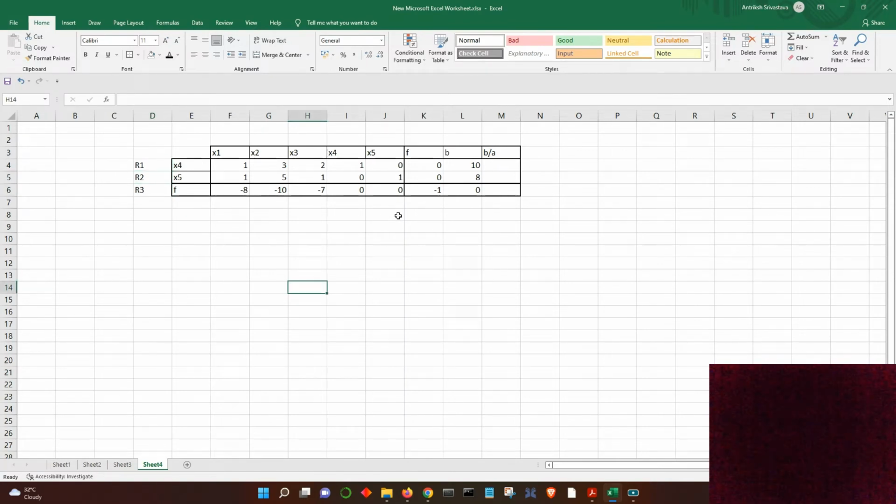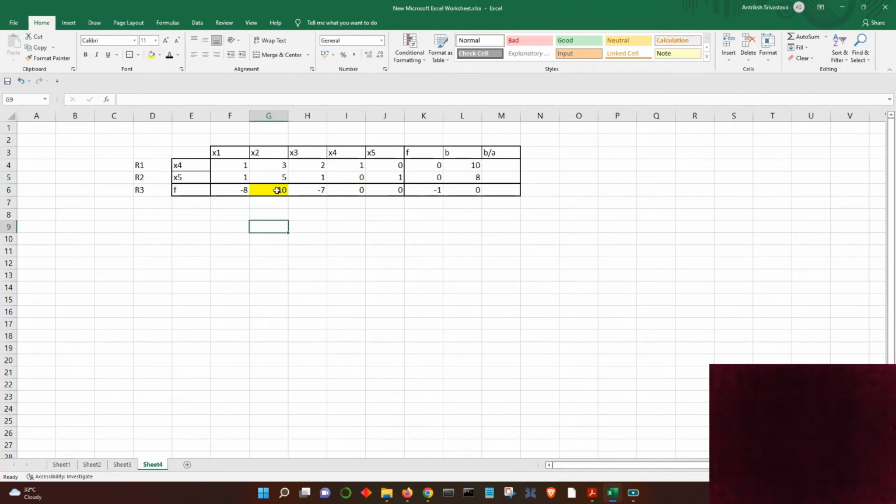Now what we do is initially we look at these variables x1, x2, x3, x4, x5. We don't go to this side, to the after f, we don't consider. We look at these variables, and then we find out the minimum negative number. So the minimum negative number is here, minus 10. What is this corresponding to? It is corresponding to x2. So that means we have fixed that x2 is going to move in.